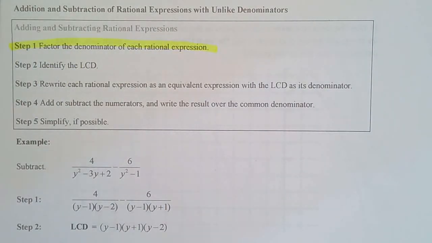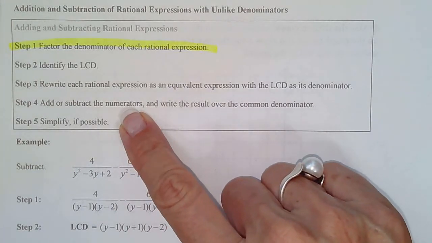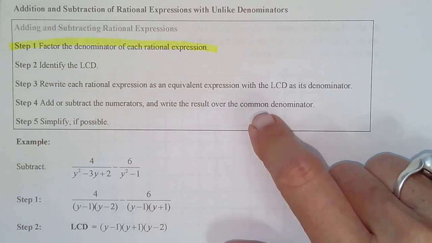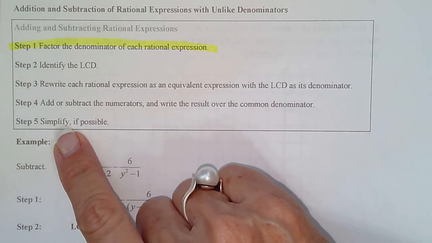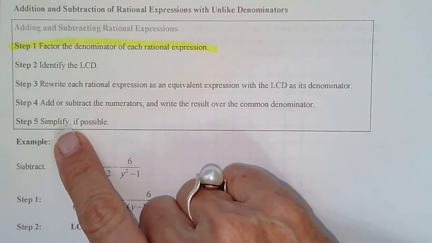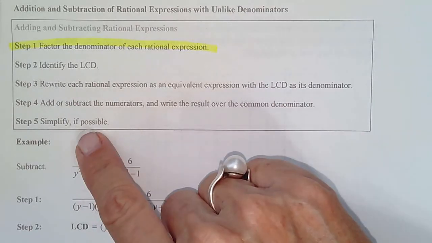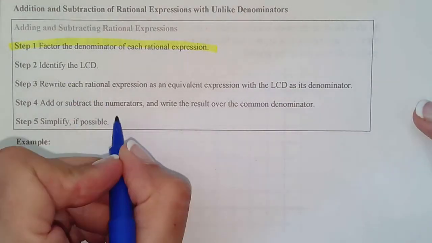And then we're going to add and subtract the numerators like we did on page 1 of the 5.3 notes, and then we put them over the common denominator. And then remember, we always simplify at the end. So anything that can be factored, we factor. Notice the first step is factoring, the last step is factoring. So we should probably write that down.